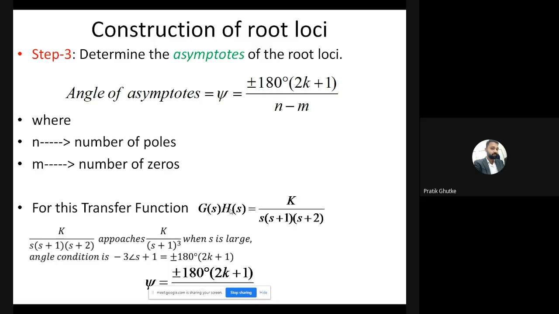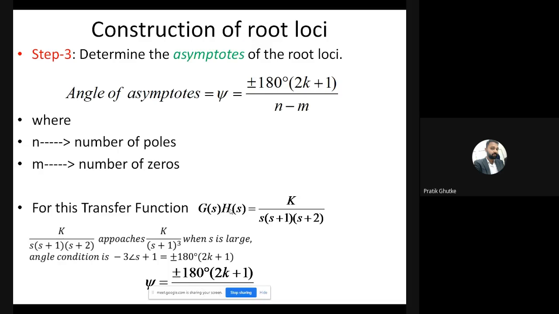This is the formula to calculate the angle of asymptote: (2k plus 1) times 180 degrees divided by n minus m. In this case, n is the number of poles and m is the number of zeros. What we have seen as P for poles and Z for zeros, here they use another notation, where n is the number of poles and m is the number of zeros. The angle of asymptote is denoted by psi. Psi equals 180 times (2k plus 1) divided by n minus m, where k is varied from 0, 1 and then 2.